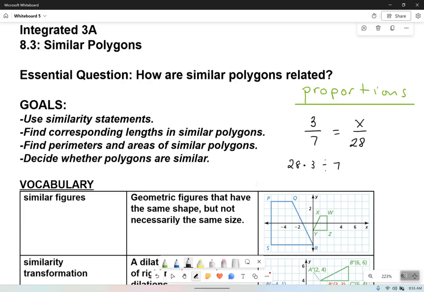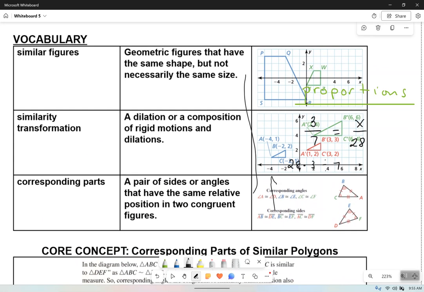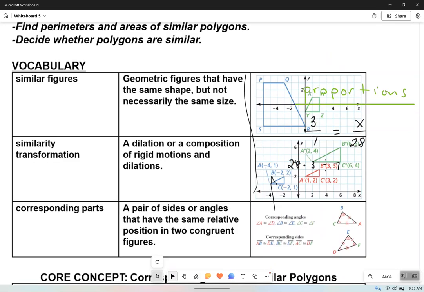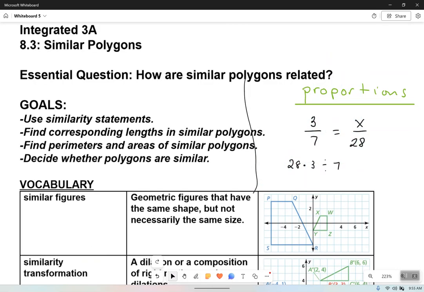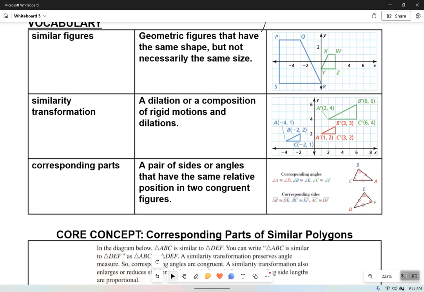All right, let's establish some vocabulary here first before we start. Oh my gosh, didn't want that to happen. All right, let's try this again. All right, similar figures first. Anybody want to go ahead and read that for me? Similar figures are what, my friends?